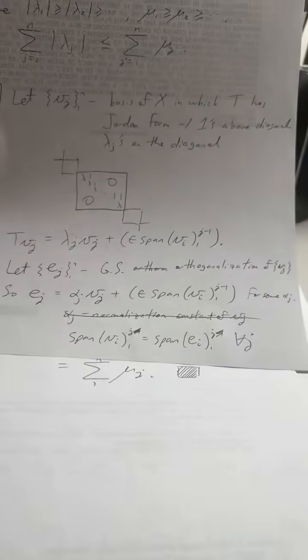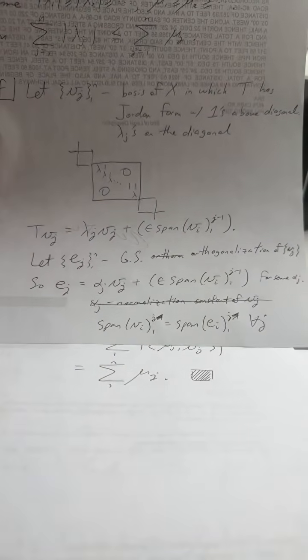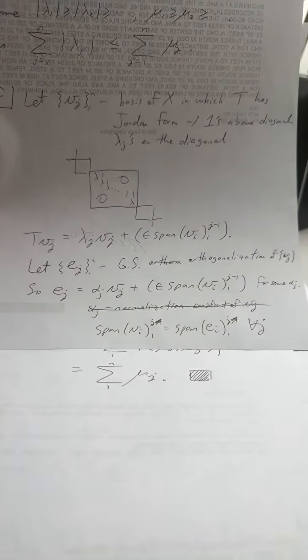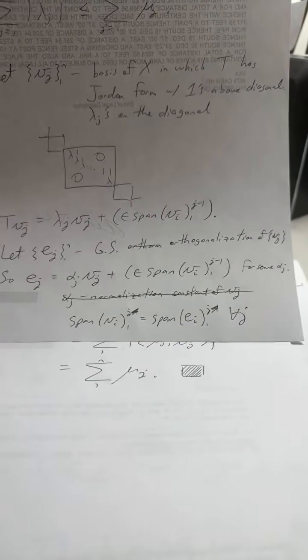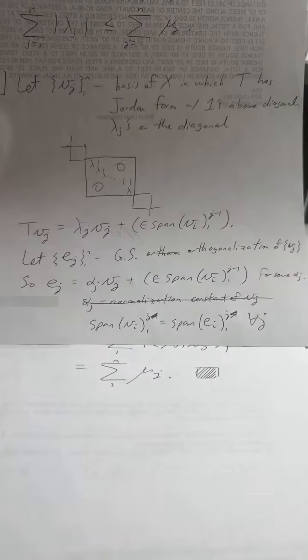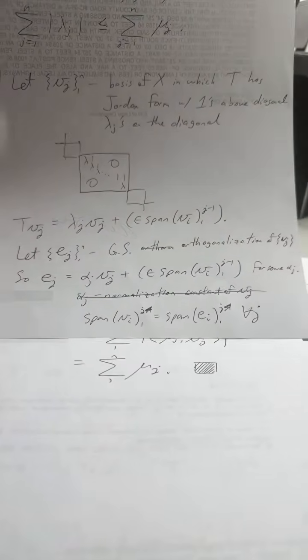Let the EJs be the Gram-Schmidt orthogonalization of the VJs, which is good. So EJ is of the form alpha J VJ plus some element of the span. And we know that the span of the VIs is equal to the span of the EIs from 1 to J.